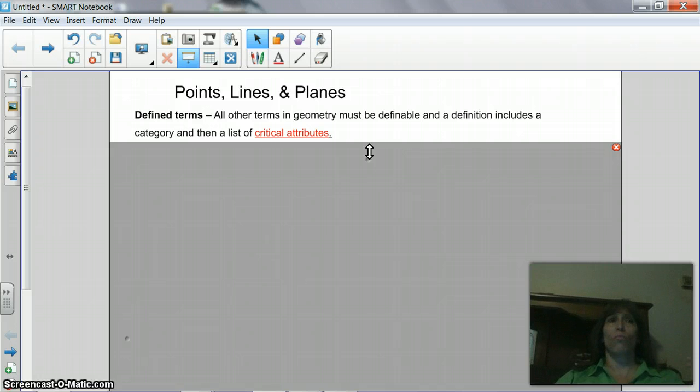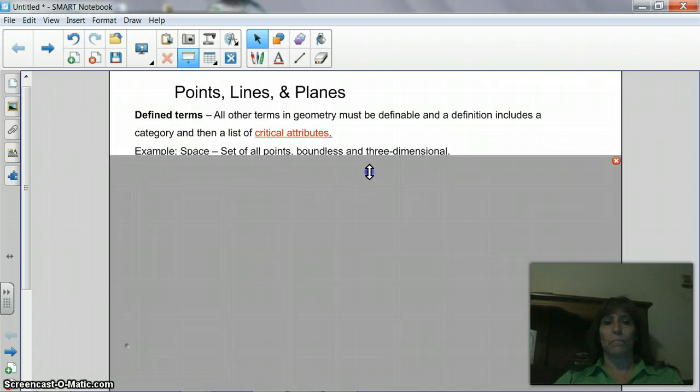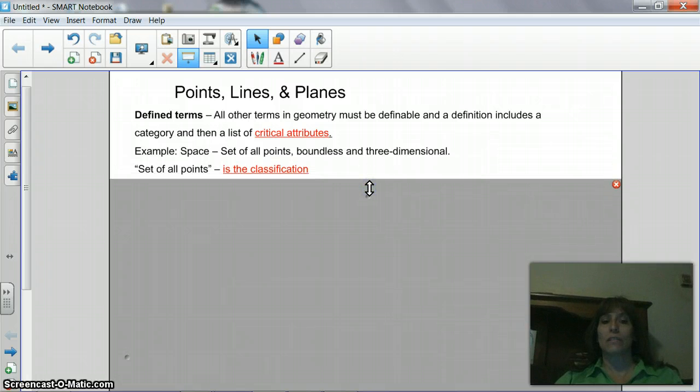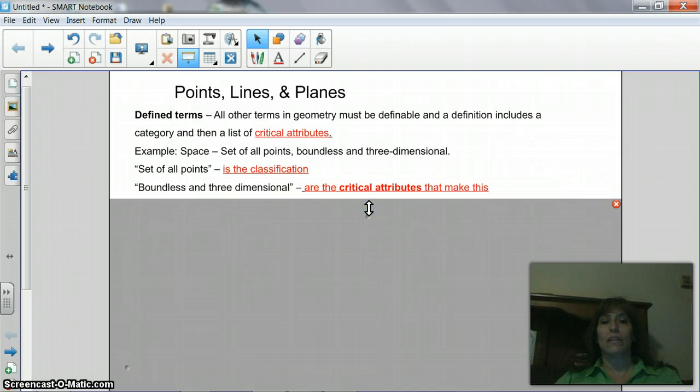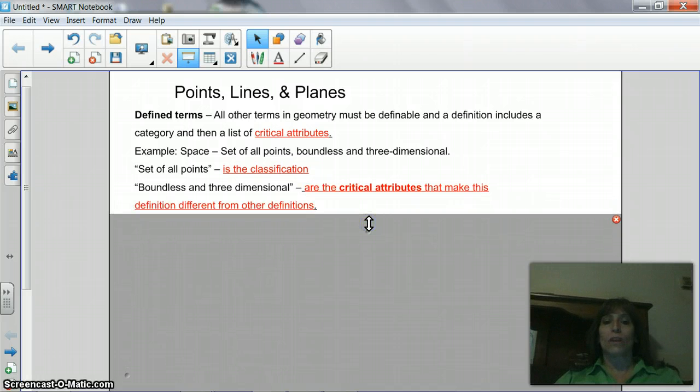So you ask me, what is a critical attribute? It's the things that define it. Let me give you an example. If I say, for instance, space. Space is a set of all points, boundless and three-dimensional. Well, set of all points is actually going to be the classification. So it goes in the point group because it's basically a point, line, or a plane. And its critical attributes are that it is boundless and three-dimensional. These are the critical attributes that make this definition different from other definitions.